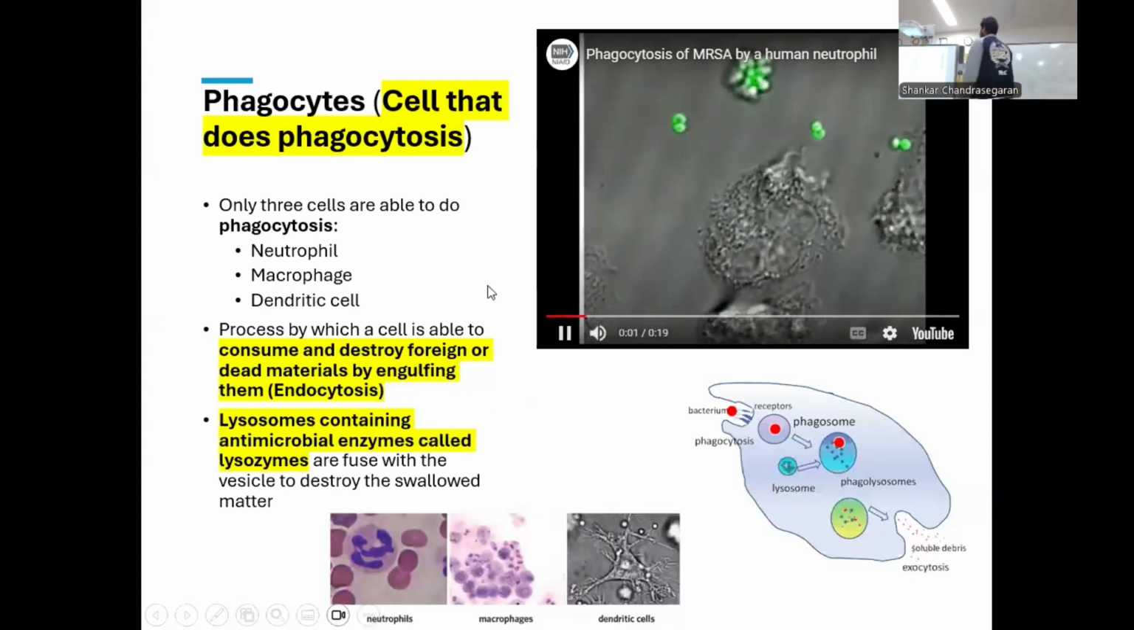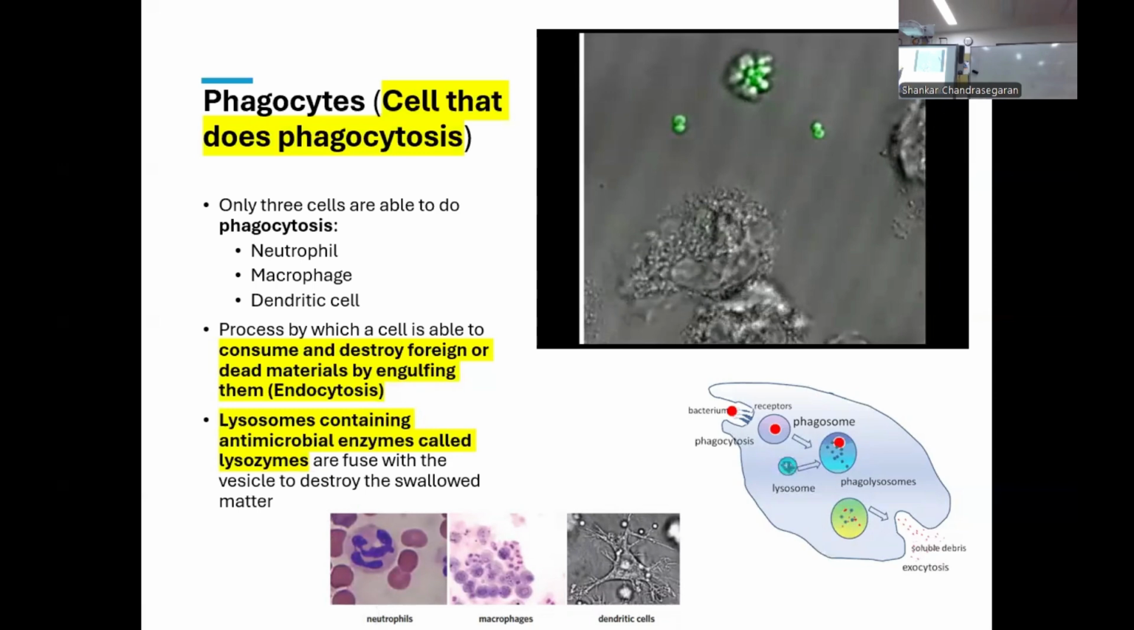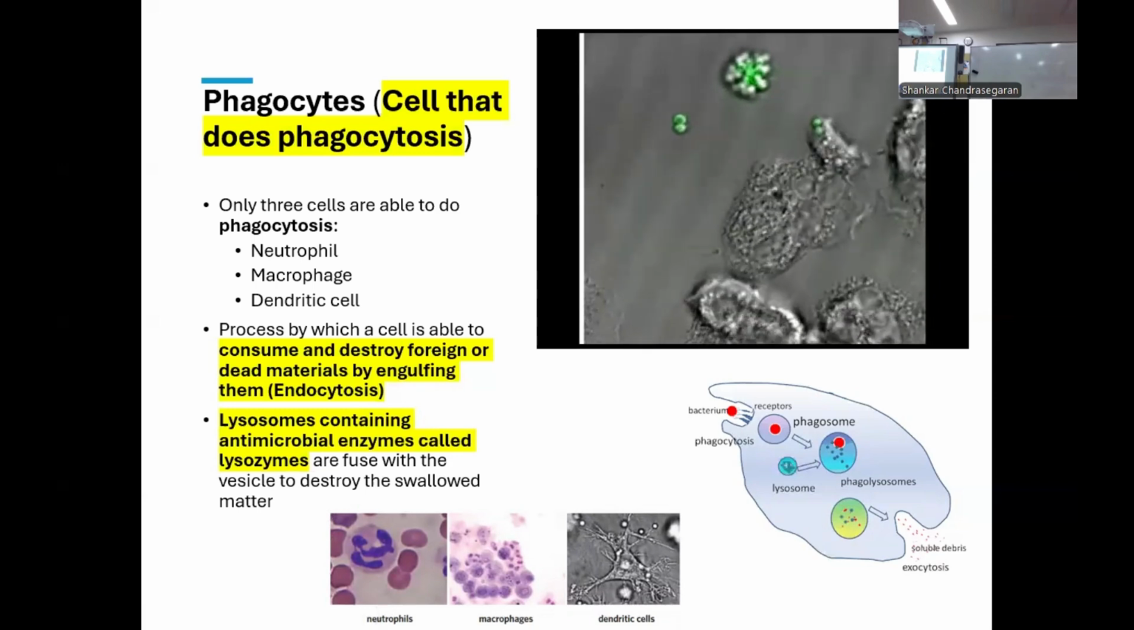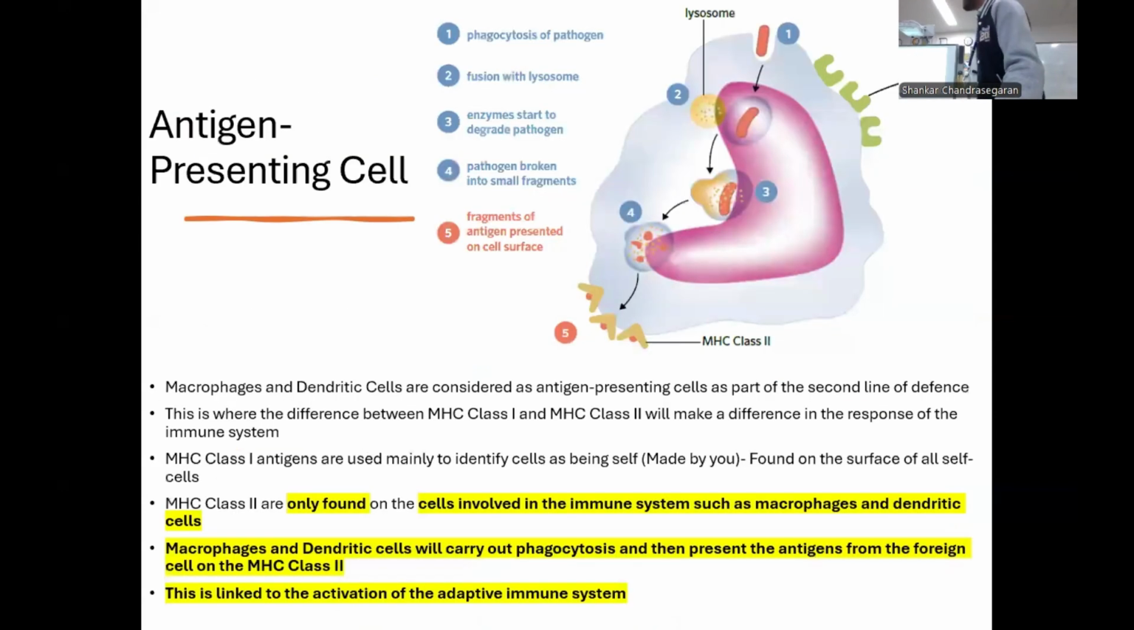So these are the three cells that can actually do that, right? Your neutrophils, your macrophages, and your dendritic cells. They are the three cells that are able to do this. But even among those three cells, there are two cells that have more in common than the third one, which is that macrophages and dendritic cells are antigen presenting cells, and they are also phagocytes as well, right? So neutrophils are only phagocytes, but macrophages and dendritic cells are both phagocytes and also antigen presenting cells.